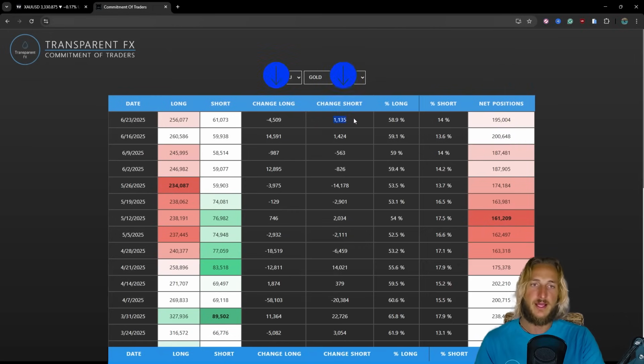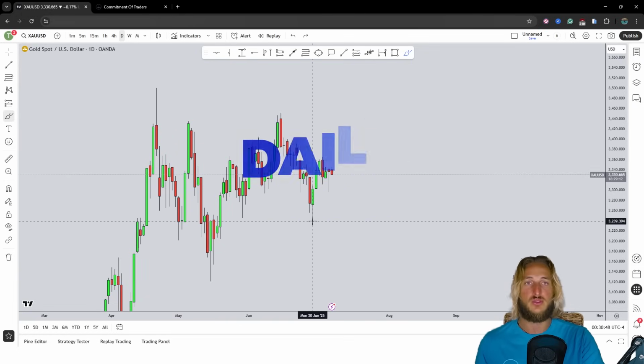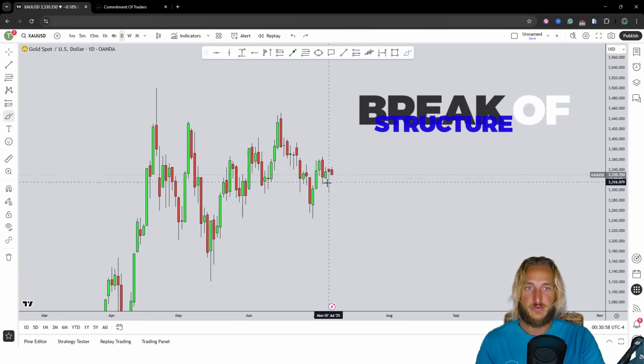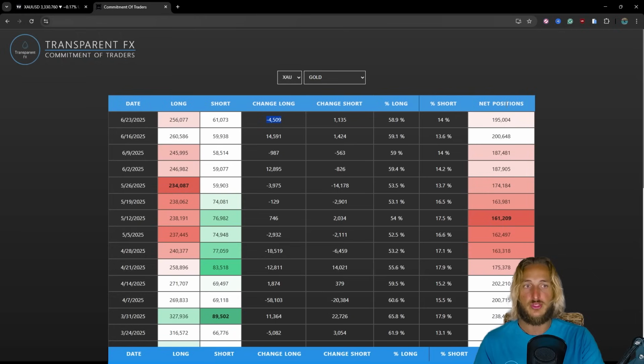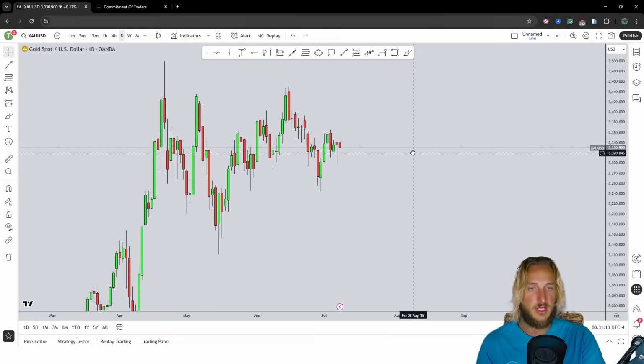So we see 1,100 shorts added just with the last report and 4,500 longs getting closed. That combined with the fact that the market is clearly losing steam, as we have already seen on the monthly and weekly time frame, and starting to shift back to the bearish side, makes it possible that if from a structure perspective we see a break of structure, and we will now speak about that, this net position number could continue to decrease, meaning that institutions could continue to short, potentially creating that monthly correction that we have previously identified.